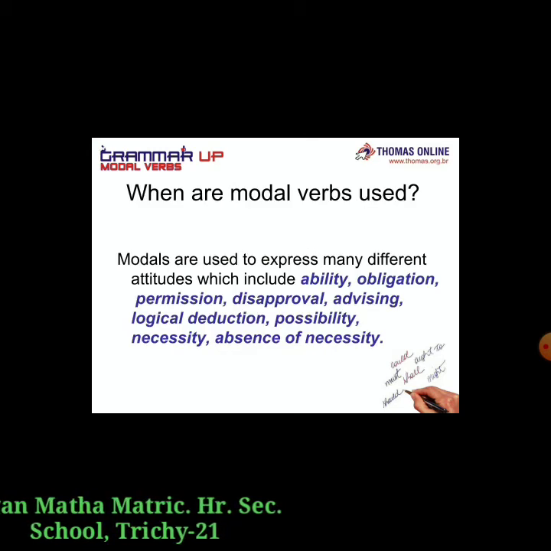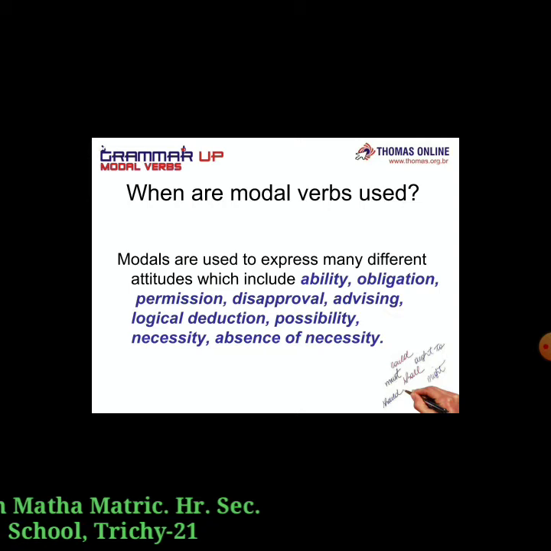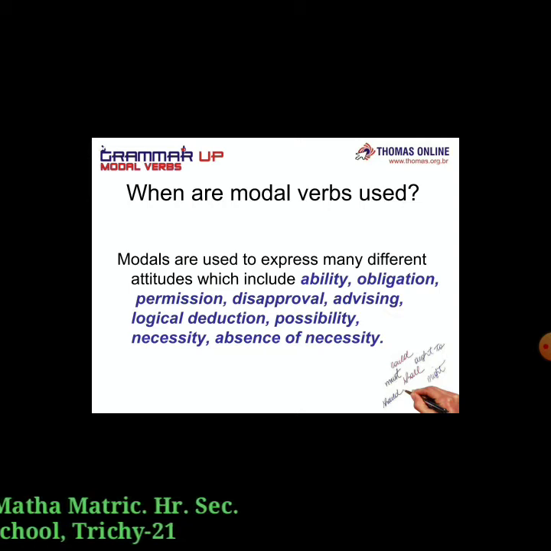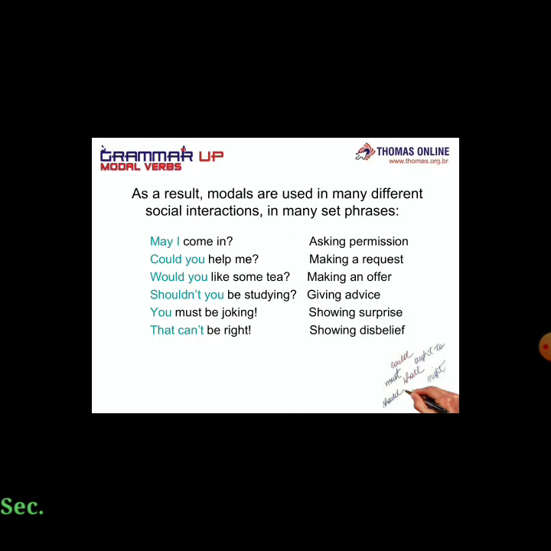When are modal verbs used? Modals are used to express many different attitudes, which include ability, obligation, permission, disapproval, advising, logical deduction, possibility, necessity, absence of necessity. As a result, modals are used in many different social interactions, in many set phrases.